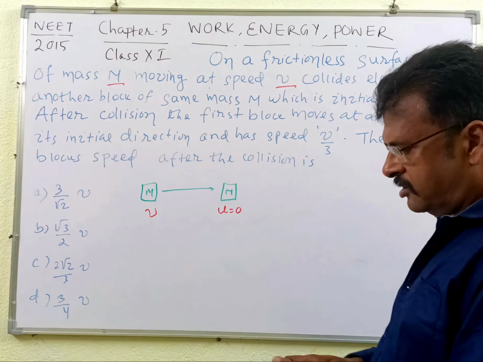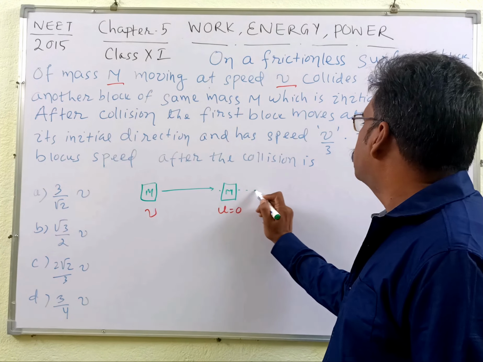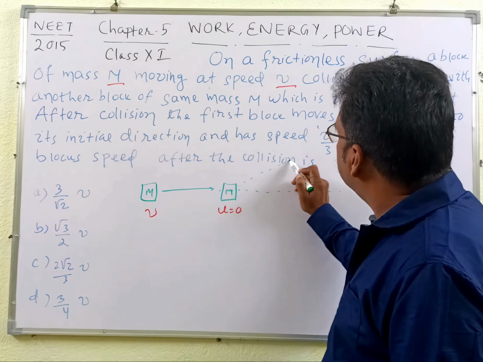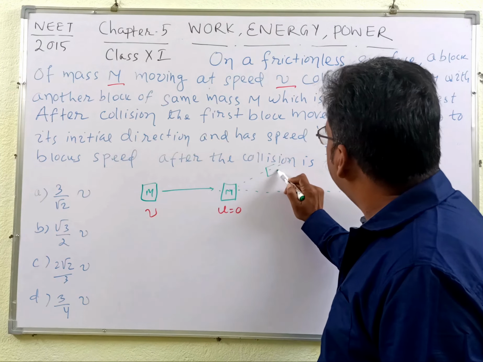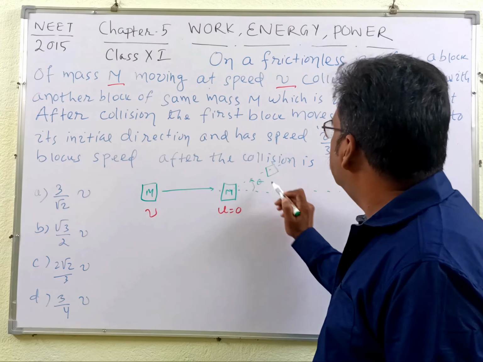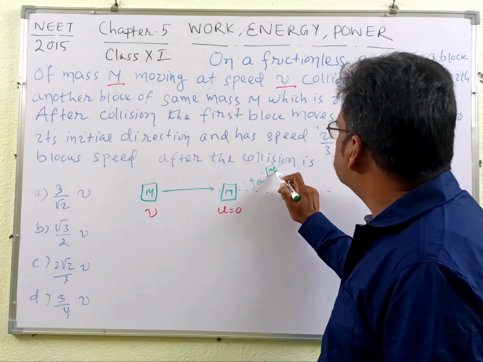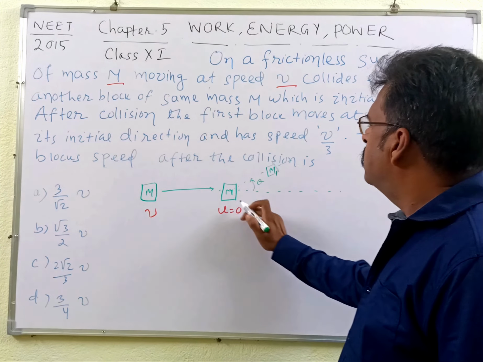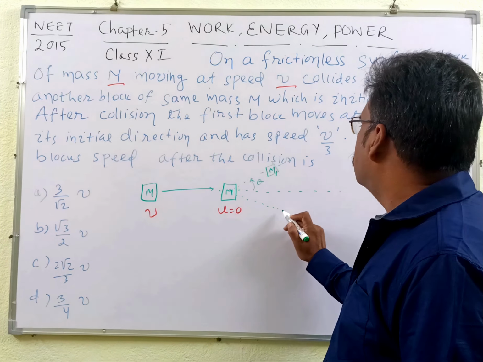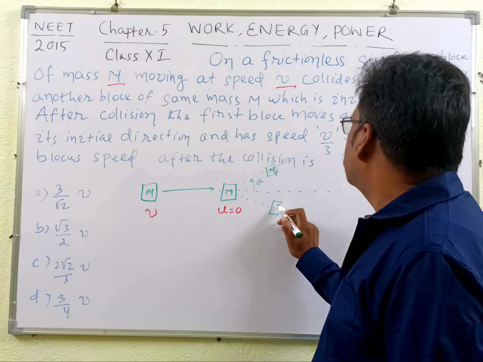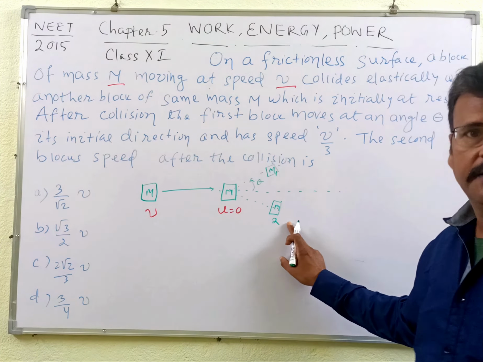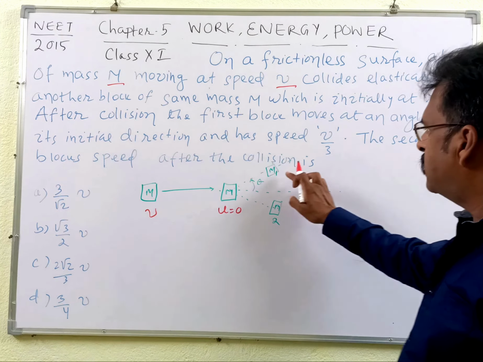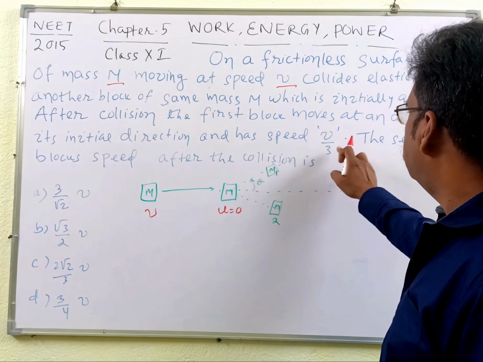After the collision, this is the original direction of mass 1. It makes an angle theta with that direction and proceeds in this way. This is the angle theta. This is m, and this is m1, which is equal to m, of course. The second mass moves off in this way. We have to find the speed of the second mass. And what is the speed given for the first mass? It is given as v by 3.